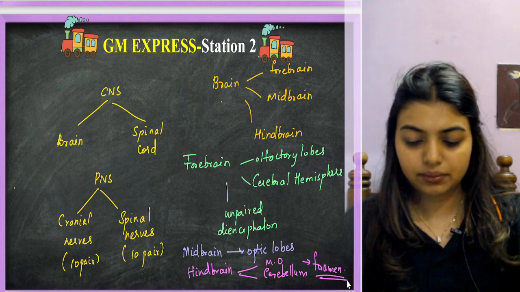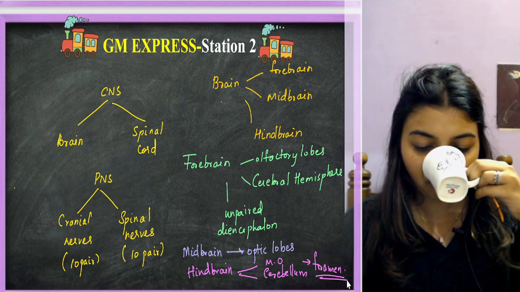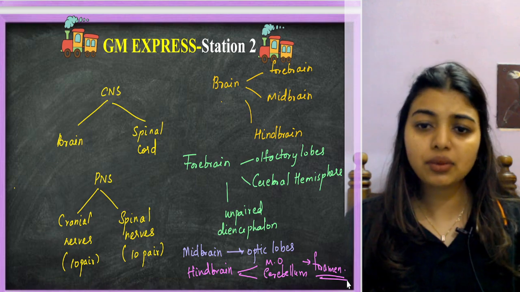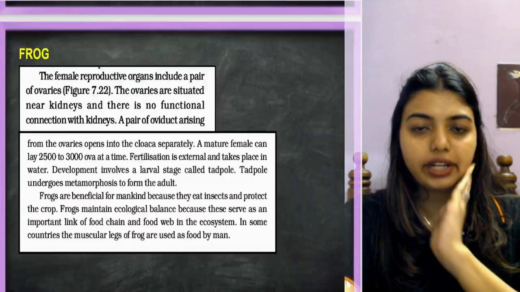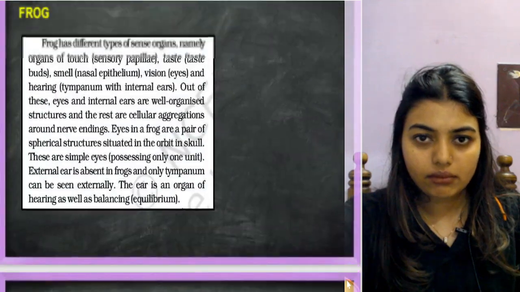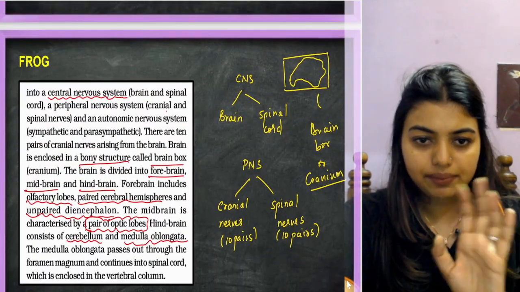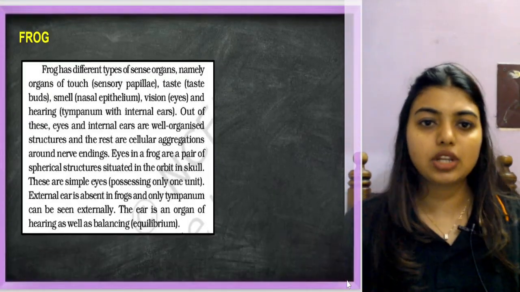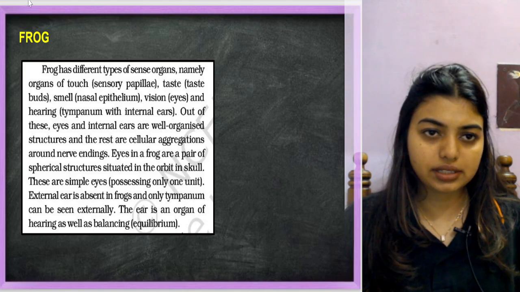Done. Okay, this is done. I think we did not miss anything, right? Yes, up to here we wrote cerebellum, medulla oblongata passes through the foramen magnum. Okay, next is going to be sense organs.